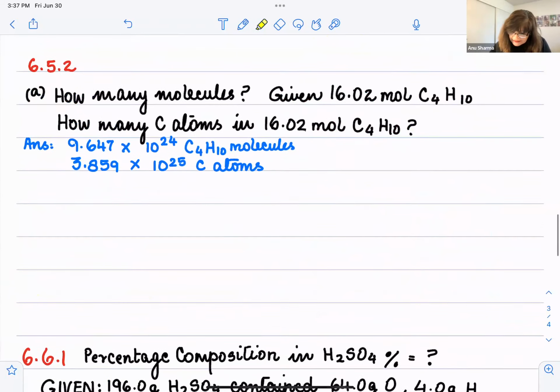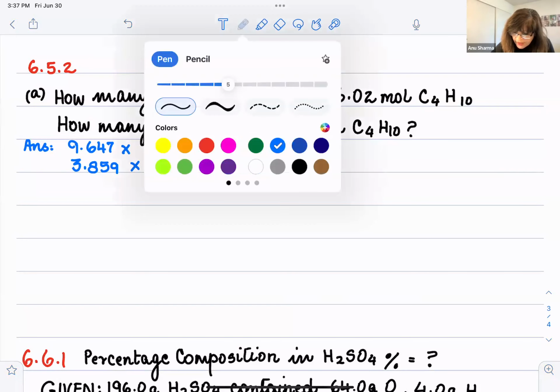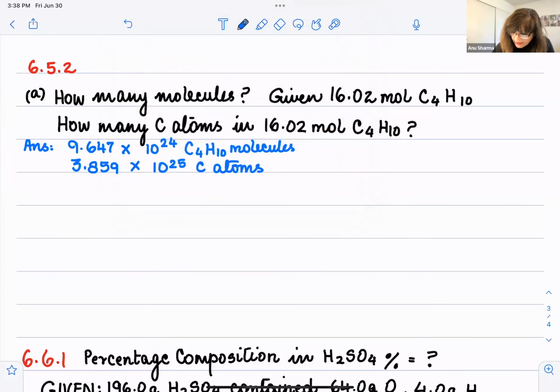All right, next is how many molecules. You are given 16.02 moles of butane, C4H10. How many carbon atoms are in 16.02 moles of butane? So here, parts to whole problems. And carbon atoms, how many carbon atoms? And how many molecules? Every time there's a question where it says how many molecules, it means number, like a counting number.